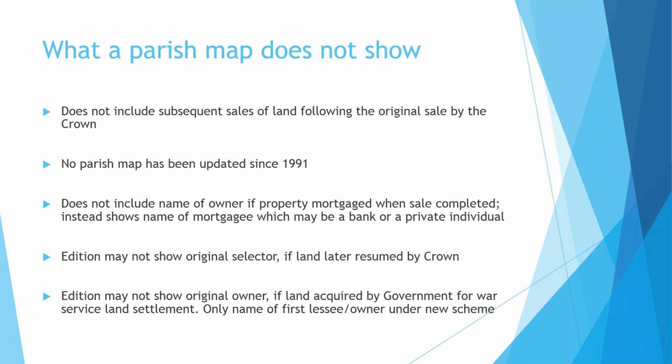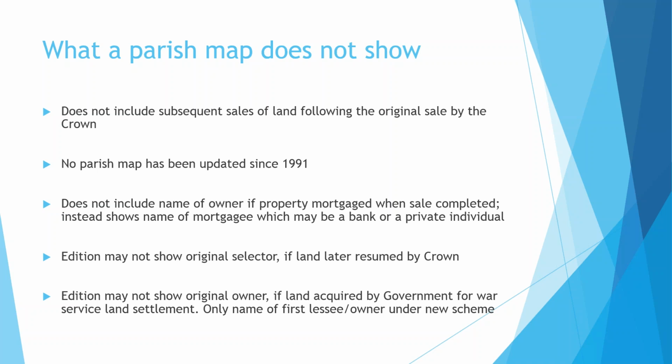A parish map does not include subsequent sales of land following the original sale by the Crown. No parish maps have been updated since 1991. If the property was mortgaged when the certificates of title were issued, the name of the mortgagee is going to show up on the parish map, not the name of the person who actually was the original selector, owner, and who, once they've paid the mortgage, will be the owner again. And that name is generally a bank, but it could also be a private individual who's actually supplying the money.